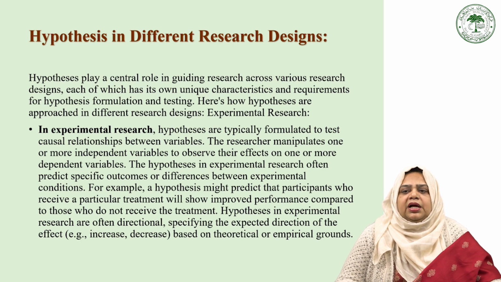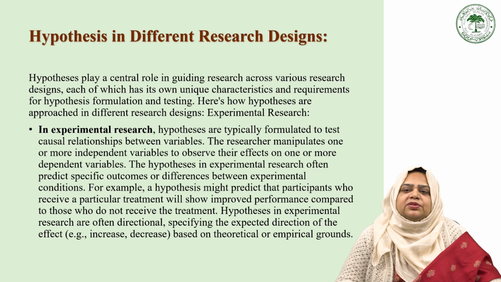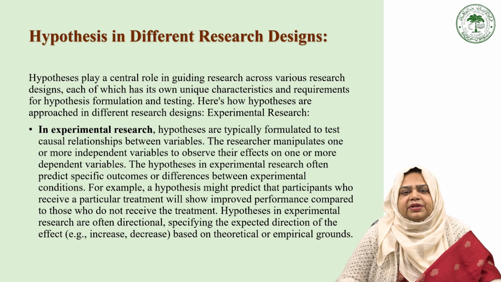For example, a hypothesis in experimental research might predict that participants who receive a particular treatment will perform better compared to those who do not receive the treatment. These hypotheses are often directional, meaning they specify the expected direction of the effect based on theoretical or empirical reasons. This allows researchers to have clear expectations of what they anticipate to find during the experiment.